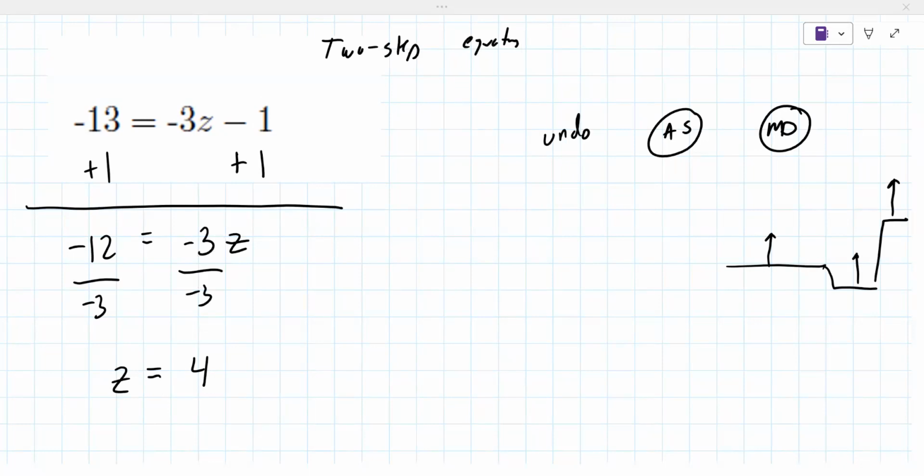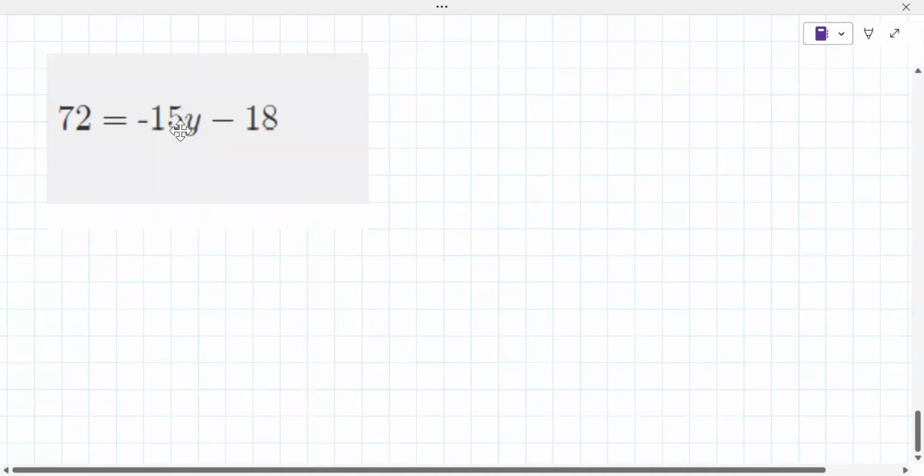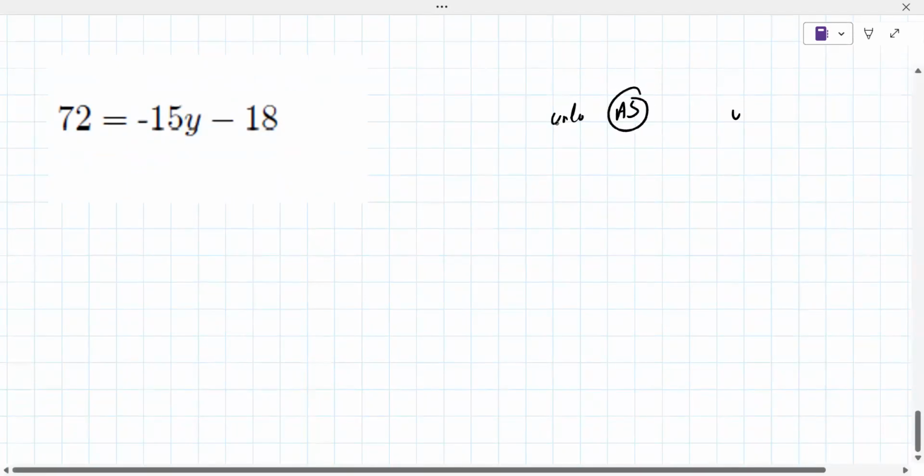Okay, so here, let me have you try a new problem. This one I do want you to try on your own. Please try your best to avoid guessing the answer. Try to undo the addition and subtraction first, then undo multiplication and division. All right.